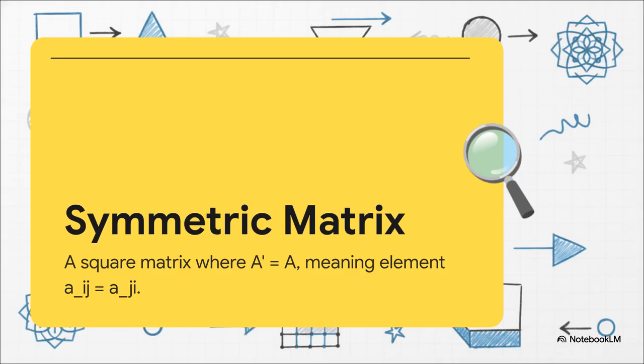If you draw a line straight down the main diagonal, the top right triangle of numbers acts as a flawless mirror image to the bottom left triangle. Element Aij exactly equals element Aji. It's just absolute mathematical symmetry.